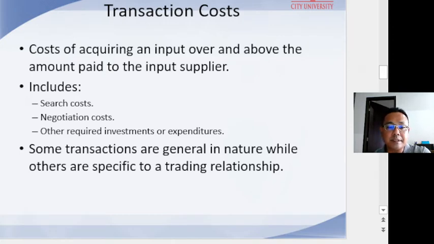So some important transaction costs, however, are less obvious. To understand these hidden transaction costs, we must distinguish between transaction costs that are specific to a particular trading relationship and those that are general in nature.